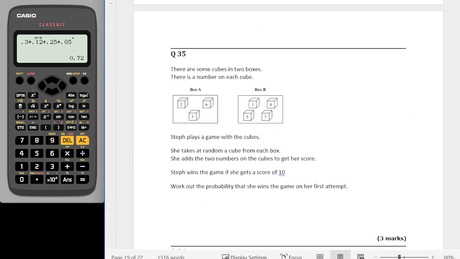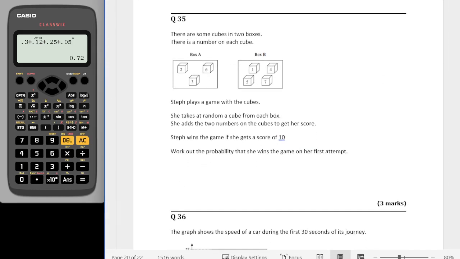Okay, question 35. There are some cubes in 2 boxes. There is a number on each cube. Steph plays a game with the cubes. She takes at random a cube from each box. She adds the 2 numbers on the cubes to get her score. Steph wins the game if she gets a total of 10. Work out the probability that she wins the game on her first attempt.